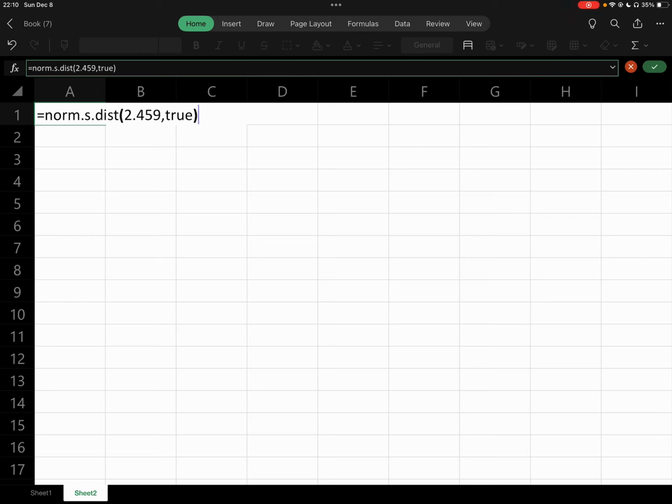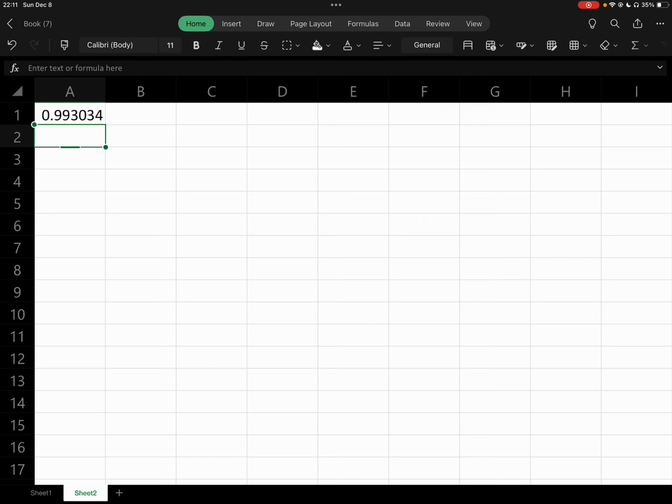And it's going to give us the probability of everything that we shaded. I hit enter, and I get 0.993034. And we can round that to 4 decimals. So 0.9930. So I'm going to go back to the notes.